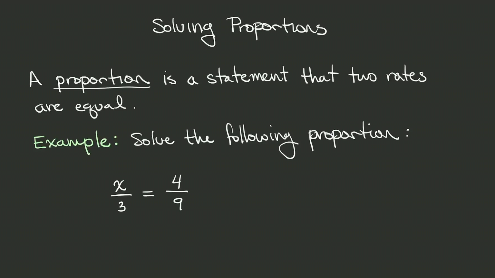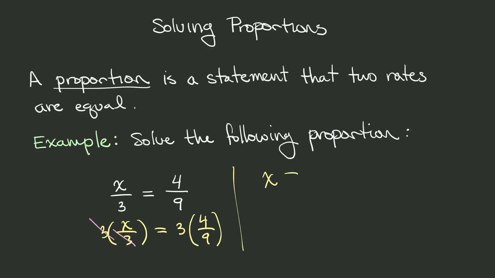What's keeping x from being by itself is that it is divided by 3. So what we need to do is multiply both sides by 3 in order to get x by itself. So we'll have 3 times x over 3 equals 3 times 4 over 9. On the left-hand side, what that's going to do is cancel the 3's, leaving us with x. And on the right-hand side, we'll have 3 times 4 divided by 9.